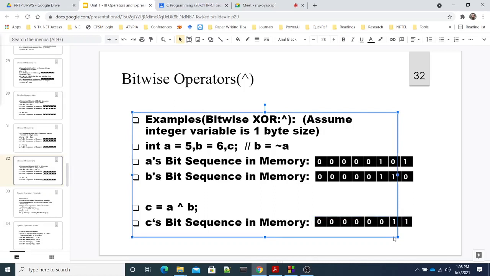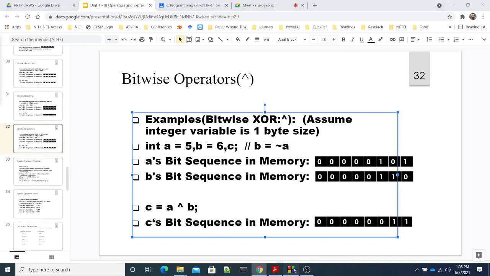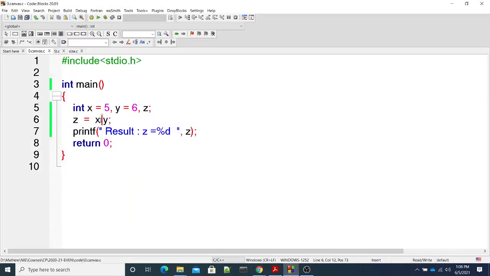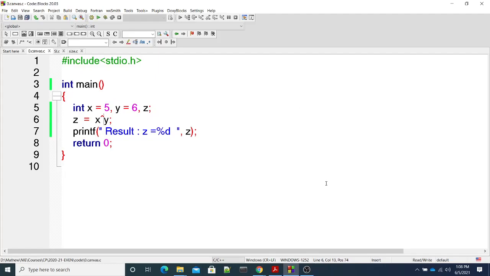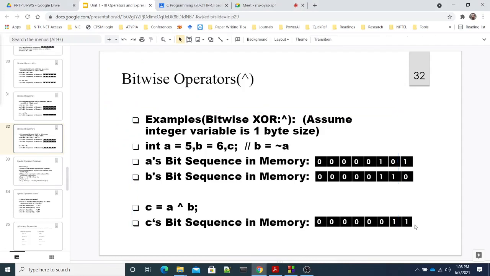Clear? Any doubt? So we can apply it like this. The caret symbol that is there on the keyboard, it's called caret. We can apply it and we get this. 1 1 is the binary equivalent of decimal 3.